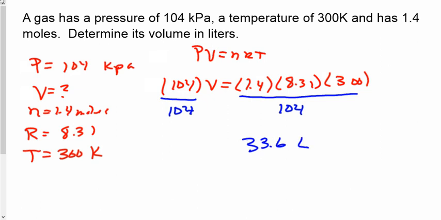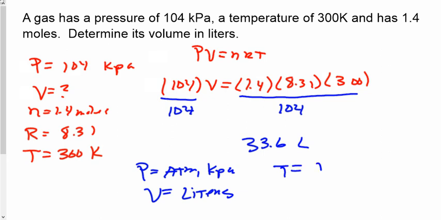33.6 liters. Okay, so you might be asking the question then, so what about our units for this? Well, you might notice that pressure has two choices, atmospheres and kilopascals, and then your R is going to change depending on which one you use. Volume will always be in liters. So if you're not given liters, you must convert it into liters before you use it. Temperature always has to be in Kelvin. And of course, n is always moles, so we don't have to worry about anything else other than moles.